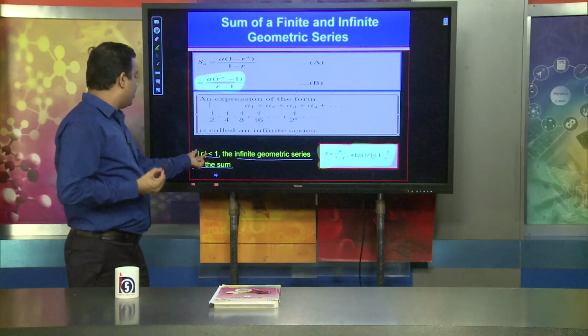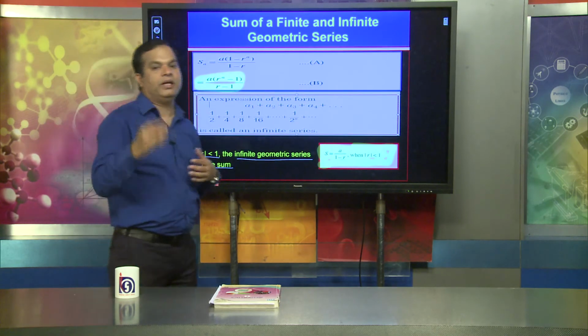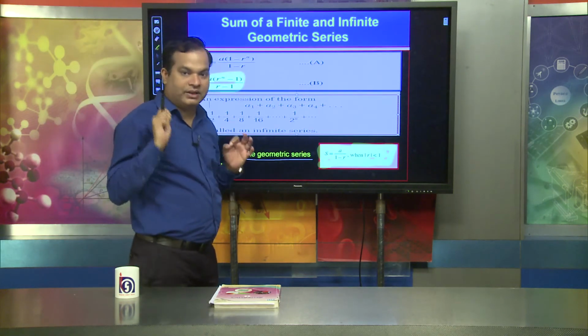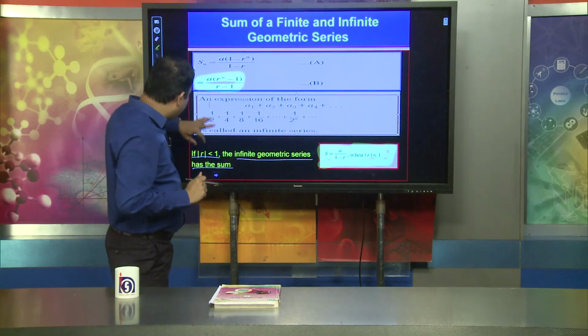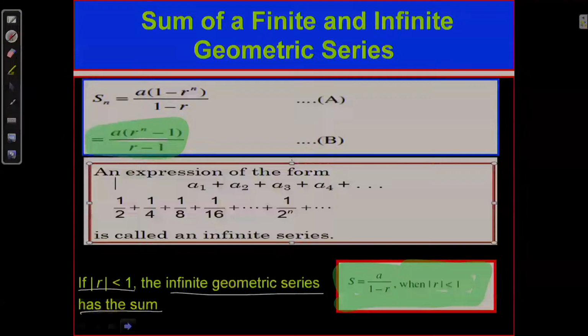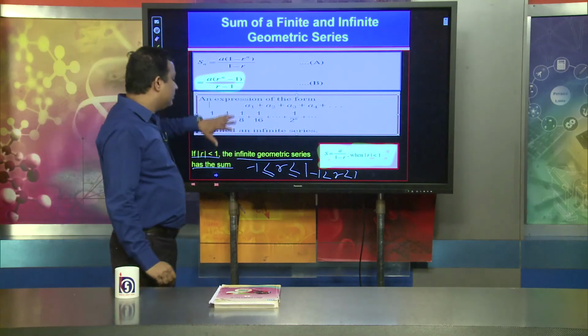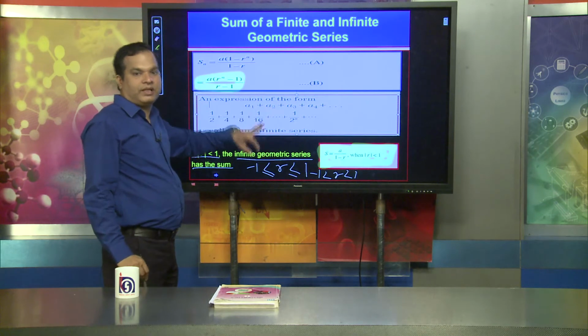In case of the modulus of r greater than 1, we cannot find out the value of the infinite series. Remember, this is the condition: the modulus of r must be less than 1. That means minus 1 less than or equal to r less than or equal to 1. Then, we can say not less than or equal, minus 1 less than r less than 1. In this case, we can find out the sum of an infinite geometric progression.